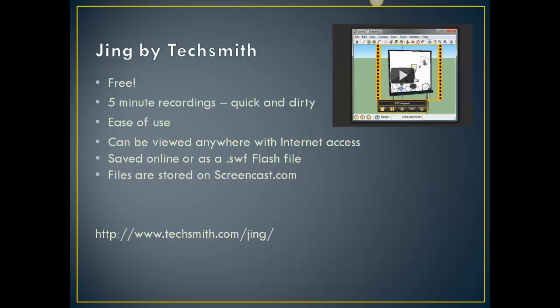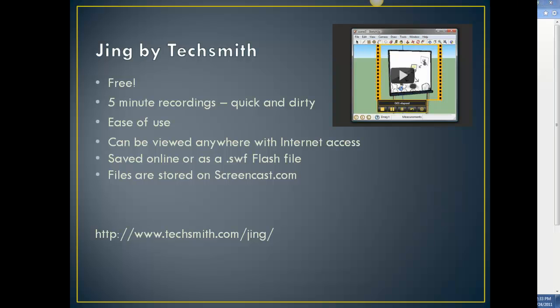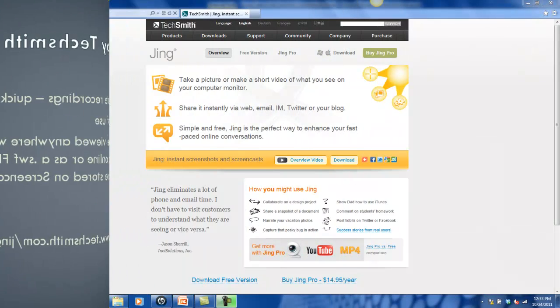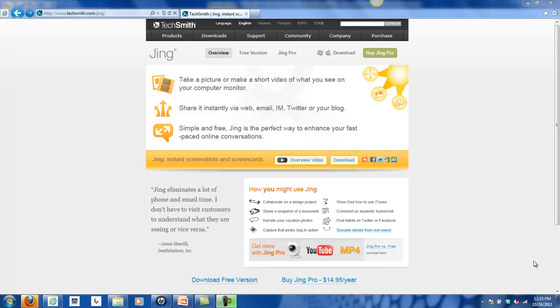So to get Jing, you can go to techsmith.com/jing. Instead of going through Jing myself and showing you how to do it, the best way is just to show you the professional video that TechSmith, which created Camtasia and Jing, created.